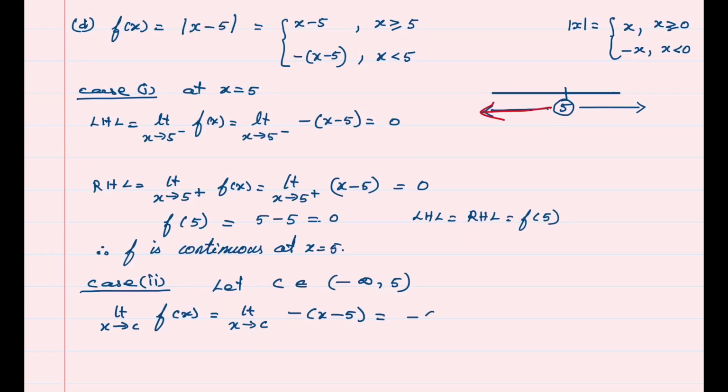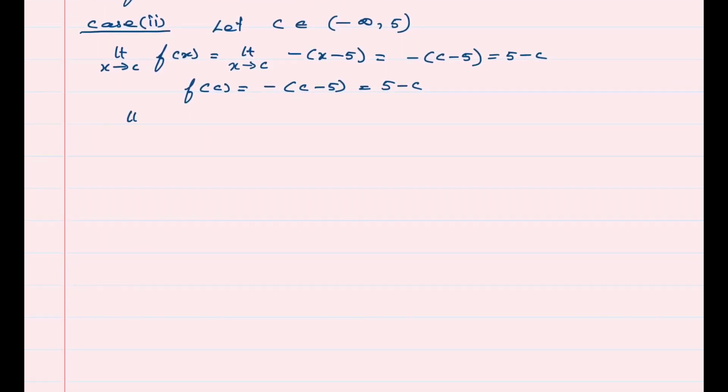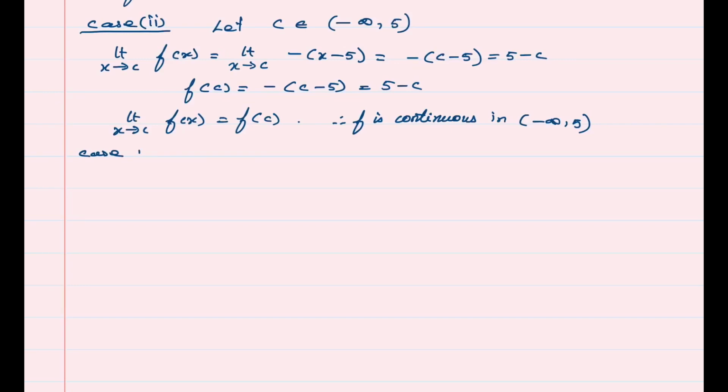Directly we will substitute the limit value. Minus of c minus 5 is 5 minus c. And f of c is minus of c minus 5, which is 5 minus c, using x less than 5 definition. Limit extending to c of f of x equal to f of c. Therefore, f is continuous in the interval minus infinity to 5. Case 3.